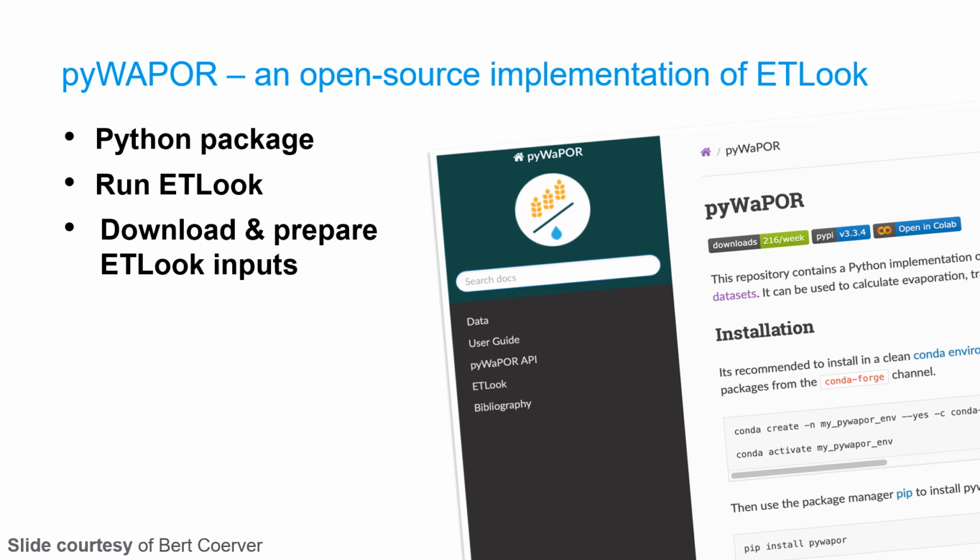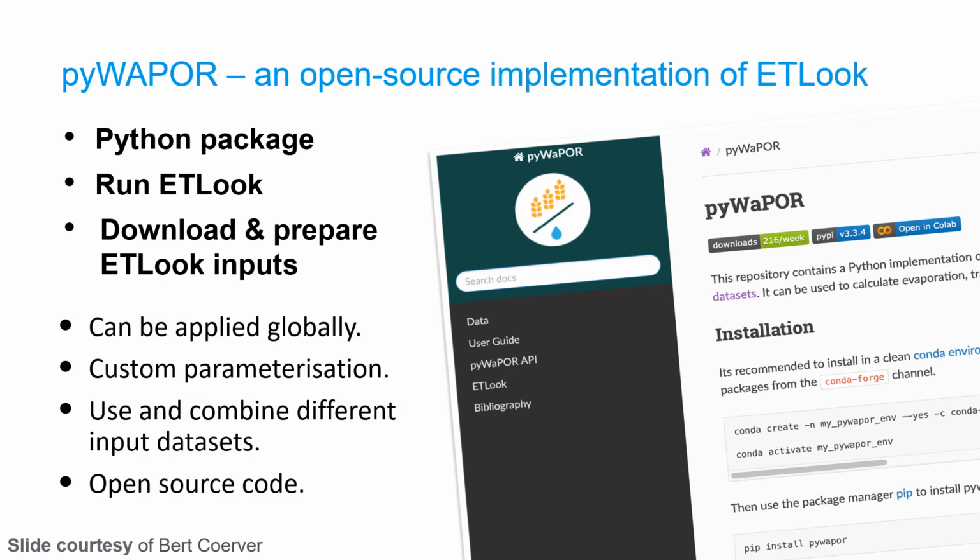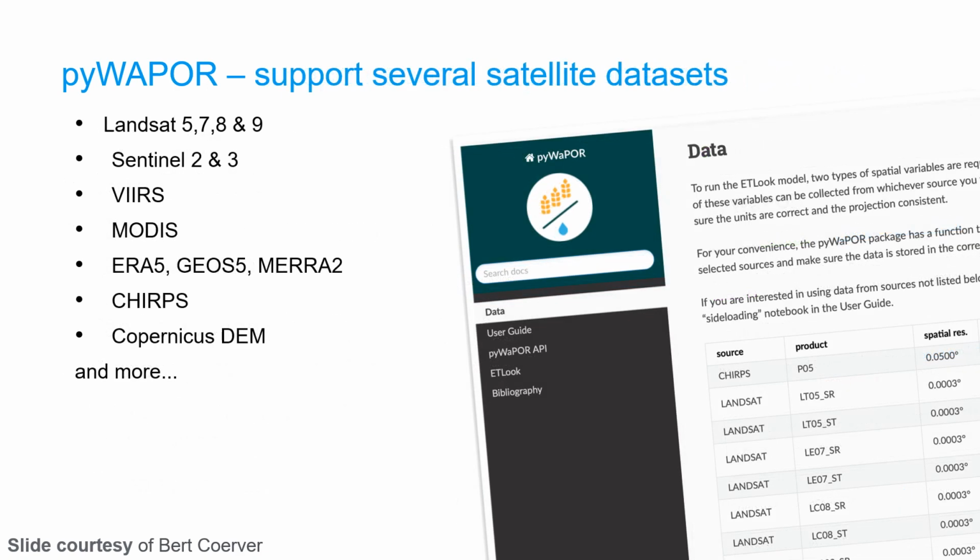The pyWAPOR package is an open source Python package that runs the ETLook model and allows customizing input datasets and parameters. Users can also run the ETLook model for their own data and experiment with different model parameters. The pyWAPOR package also includes tools to download and prepare inputs for the ETLook model. It supports several satellite datasets, which are used to produce WaPOR data.